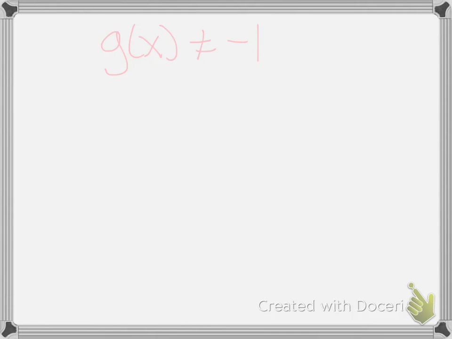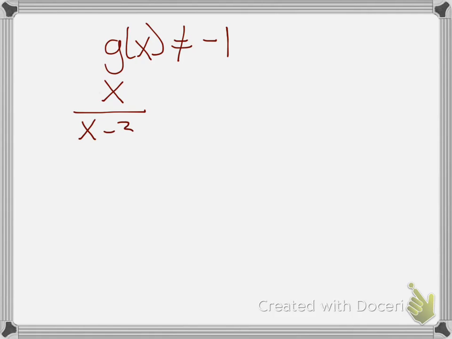cannot equal negative 1. Actually, I'm going to go back and try to use the same colors here. G of x cannot equal negative 1. All right, so what is g of x? G of x is x over x minus 3. So this is what cannot be negative 1. Notice it's my inside. That cannot be the domain issue for my outside.